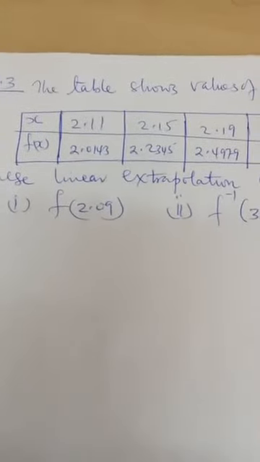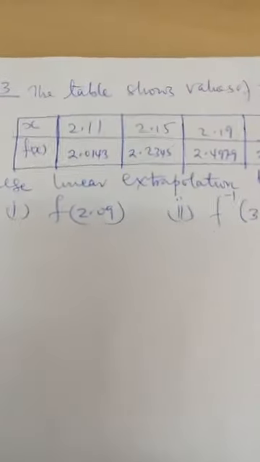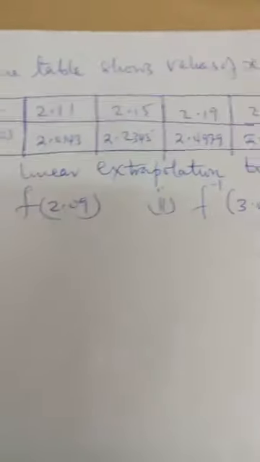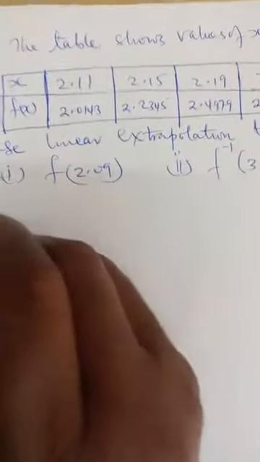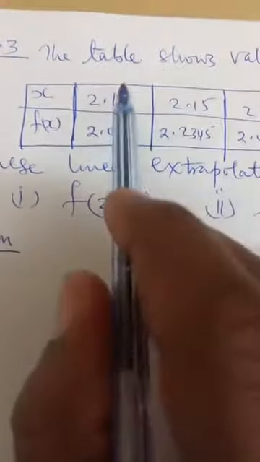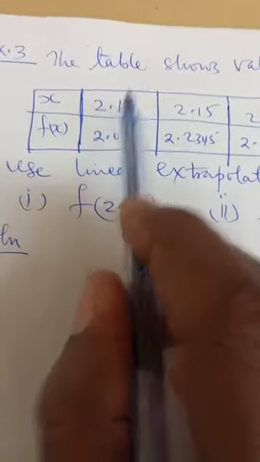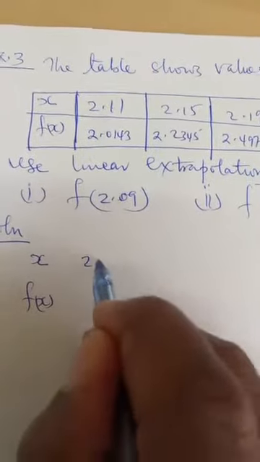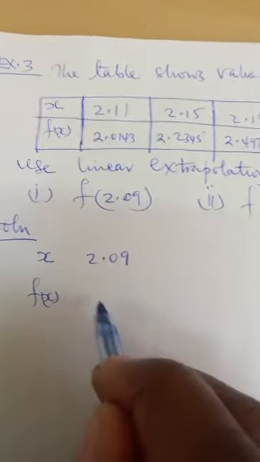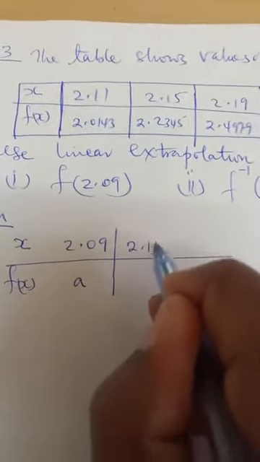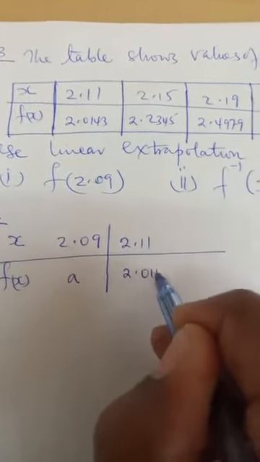Now, we have said that if it is extrapolation, the value they want us to find must fall before or beyond the last given value. So in our solution, you clearly see that 2.09 comes before 2.11. So our f of x must start with 2.09, and we don't know its value, so we call it a. The next value is definitely 2.11 and 2.0143.